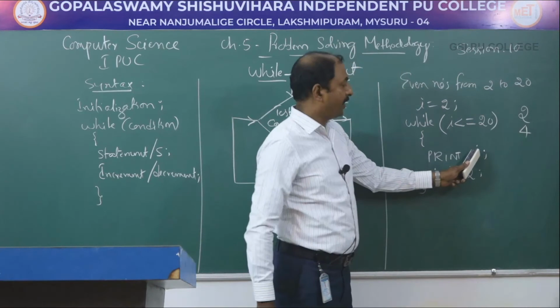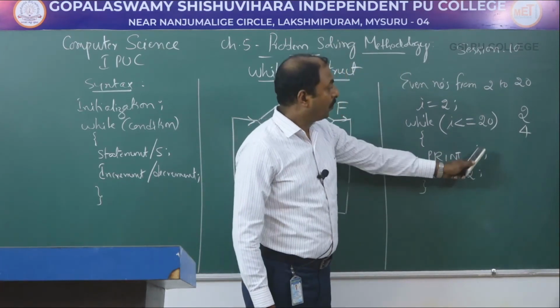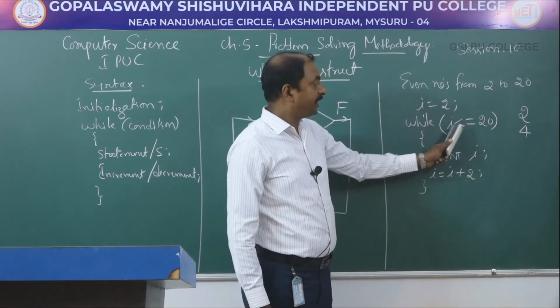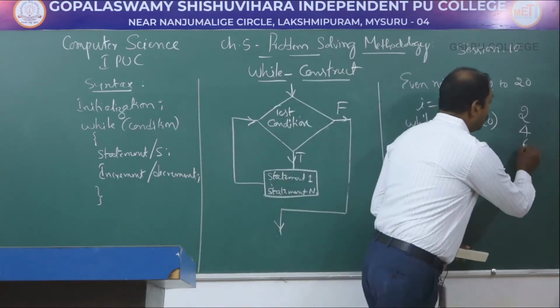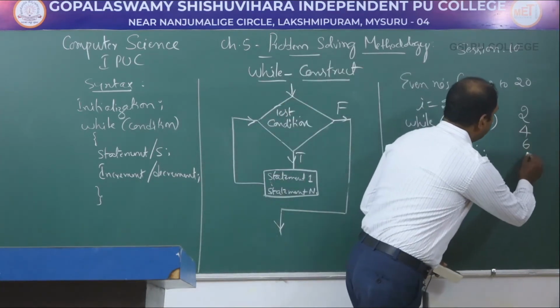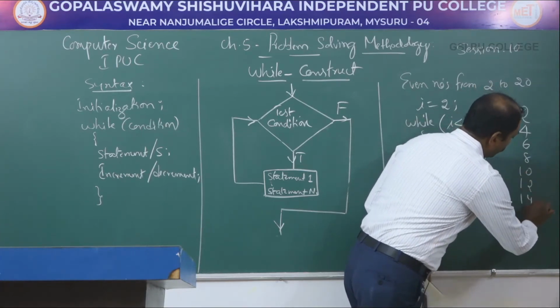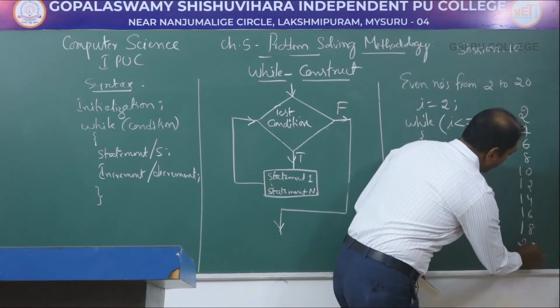After this, again increment by 2. So it will be incremented to 4 plus 2, which is 6. Check for the condition, 6 less than 20, yes, it prints 6 here. So similarly it prints 6, 8, 10, 12, 14, 16, 18 and 20.